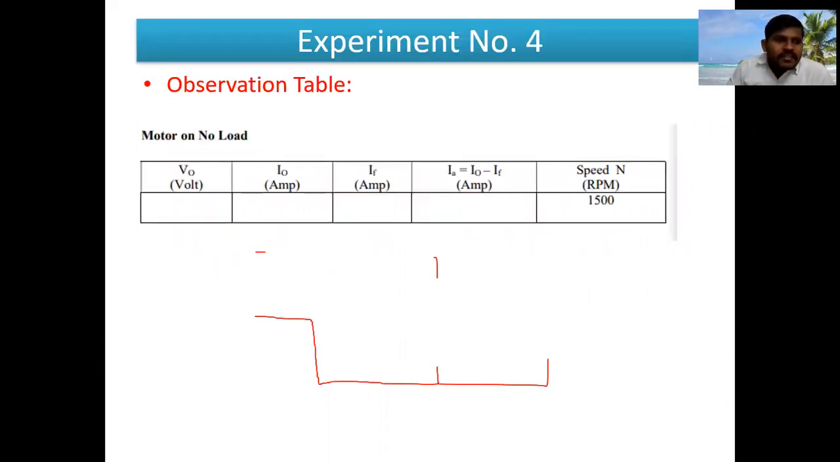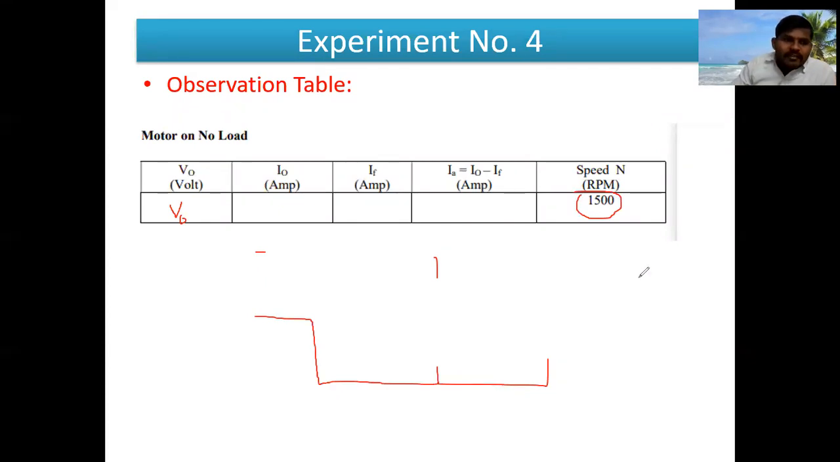See, this is the observation table. We want to take some readings. First reading is V0, the supply voltage, जे आहे ते घ्यायचं नो लोड कंडिशनचं. Supply current at no load condition, I0, and field current of the motor, IF. Then IA, that is armature current, is equal to I0 minus IF. Armature current is equal to no load current taken from the supply minus field current of the motor. And the speed we are maintaining constant, that is 1500. एवढे एकच reading घ्यायचं आहे.